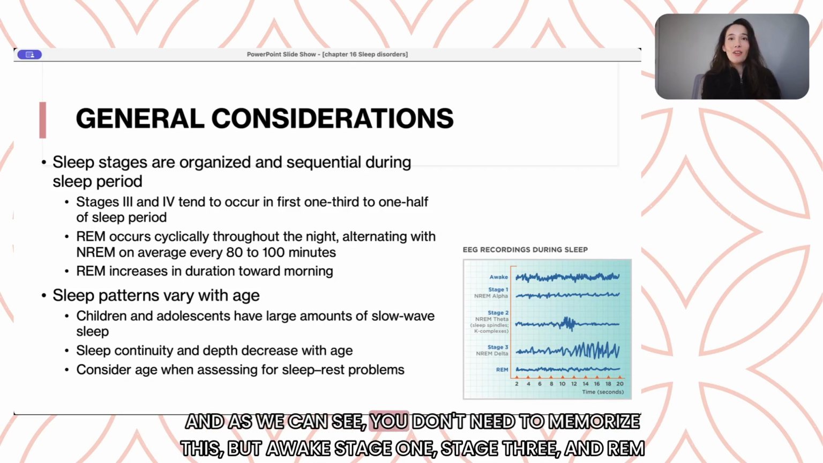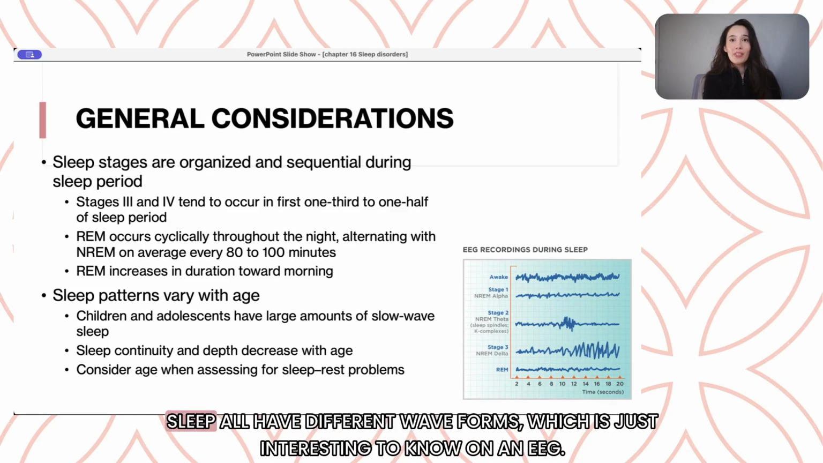And as we can see, you don't need to memorize this, but awake, stage 1, stage 3, and REM sleep all have different waveforms, which is just interesting to know on an EEG.